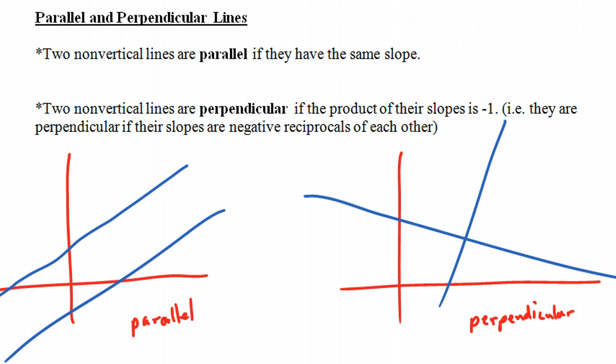In this video, we're going to talk about parallel and perpendicular lines. Now, two non-vertical lines are parallel if they have the same slope. Another way of saying parallel is that they never intersect each other. They're straight lines that never intersect.